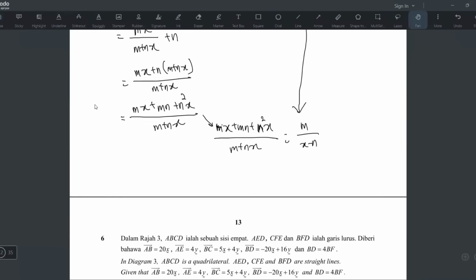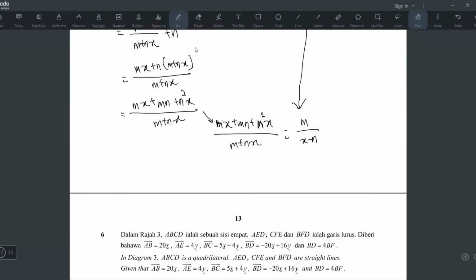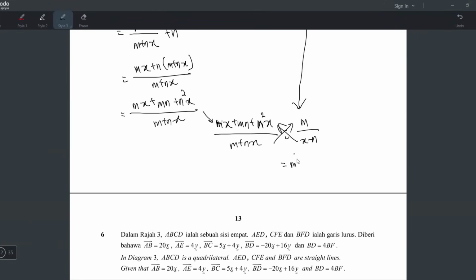Now what can we do? Cross multiply. Yes, you have a single fraction on both sides, so something over something equals something over something, you can cross multiply. So when you cross multiply, m times m will be m squared, m times nx will be mnx. And then this one and this one, how to multiply? This one has 3 terms, this one has 2 terms. So when you multiply, there will be 6 terms, because 3 terms times 2 terms gives 6 terms.